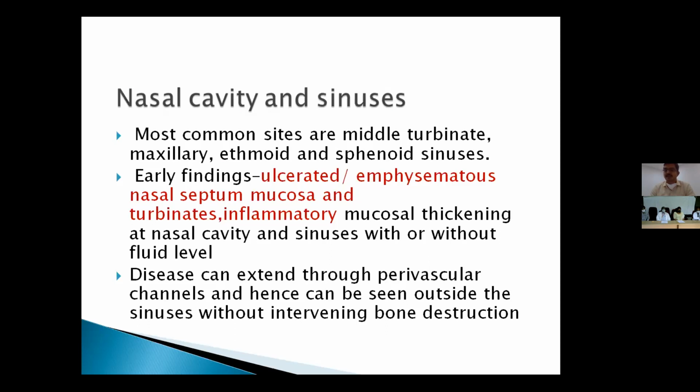And the disease can extend through the perivascular channels and hence can be seen outside the sinuses without intervening bone destruction. So to classify it as acute invasive fungal sinusitis, we do not necessarily need bone destruction. Always look for the additional findings, look for fat stranding, look for soft tissue edema and thickening, look for thickening of extraocular muscles, look for optic nerve involvement, look for orbital apex disease. So bone destruction is not necessarily present in acute invasive fungal sinusitis.